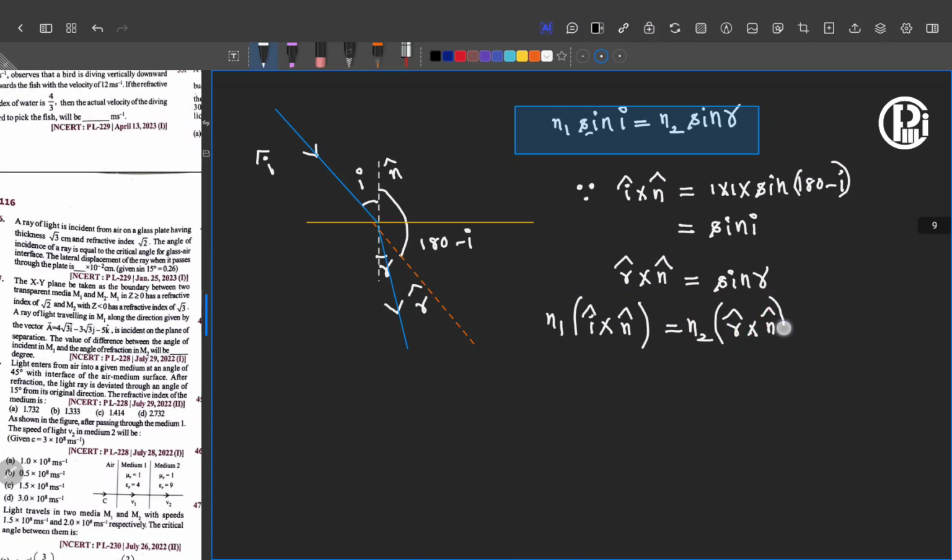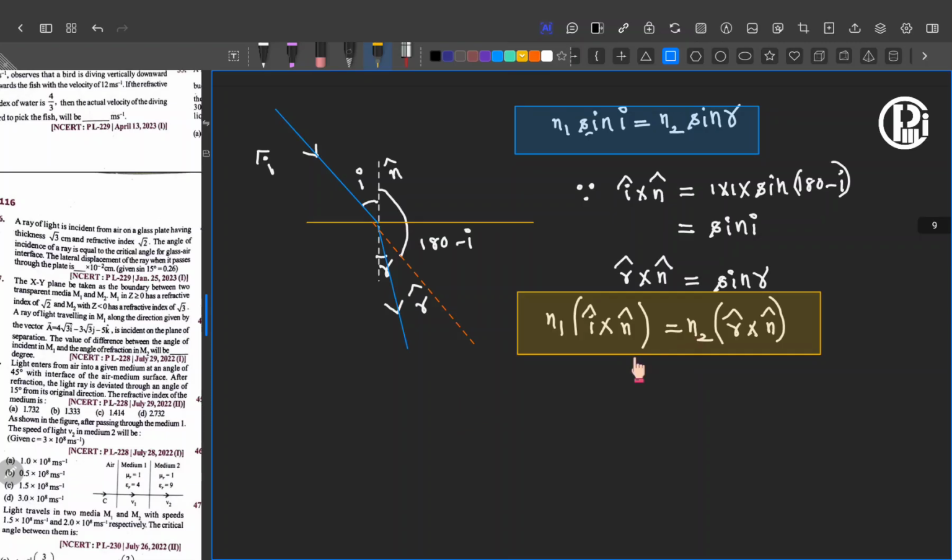This is the vector form of refraction, the vector form of Snell's law. Please keep that in your mind. That will be used to find the direction of different refracted rays. So n1 i cap cross n cap is equal to n2 into r cap cross n cap. Here n1 and n2 are both refractive indices, please keep that in mind, but this n cap is the normal line direction.